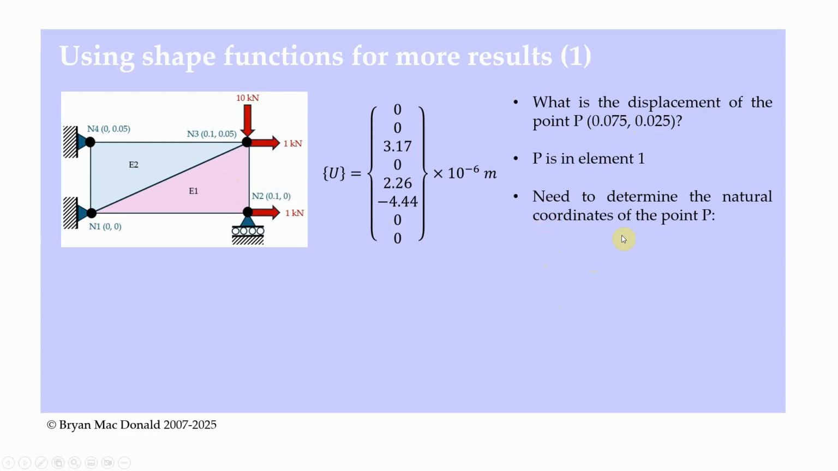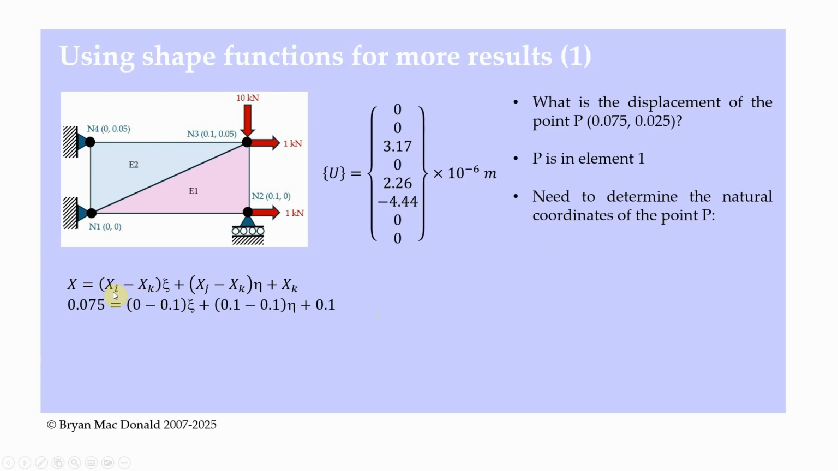And the first thing we need to do is determine the natural coordinates of the point P in order to determine the displacement of the point P. So we're going to use our isoparametric equations again, and we're going to use the ones that relate eta and neta to x and y. We're going to start off with the x version here first, and we're going to put in the known values.